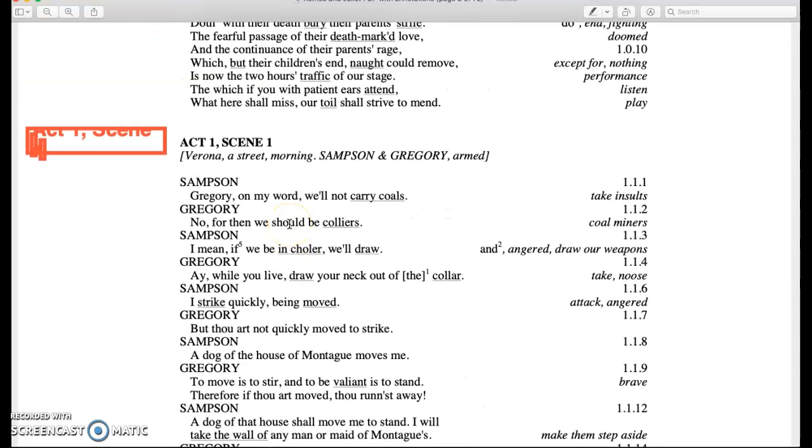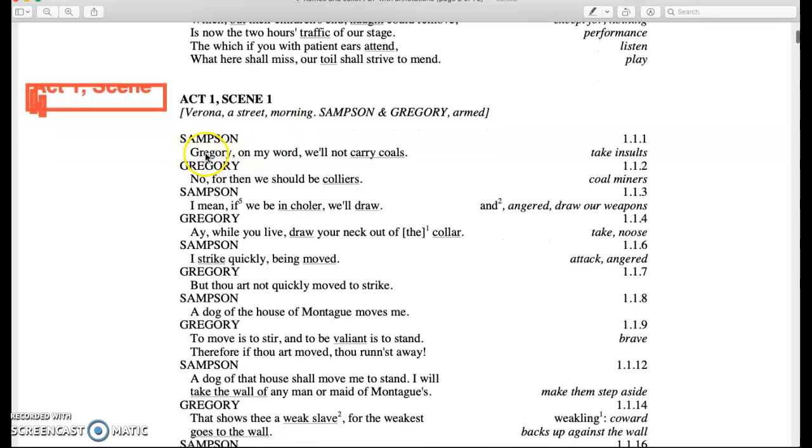When you are reading, you're going to see the scene will always start off with some stage notes. So if we were acting this out, we'd say, okay, we're pretending we're in Verona. We're in a street. It's morning time. We have the characters Samson and Gregory in the scene, and they're carrying their weapons. Samson will start out with reading, Gregory, on my word, will not carry coals. Then Gregory will say, no, for then we should be colliers. I mean, if we be in choler, we'll draw. And so on and so forth.